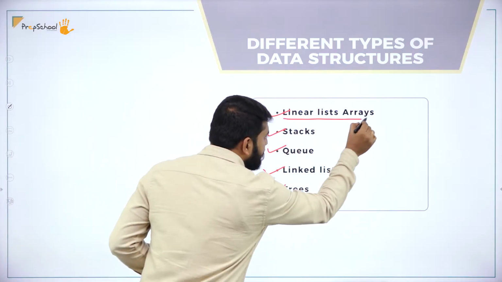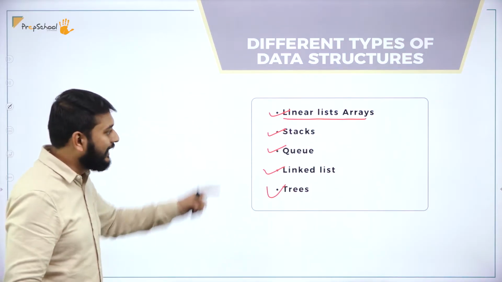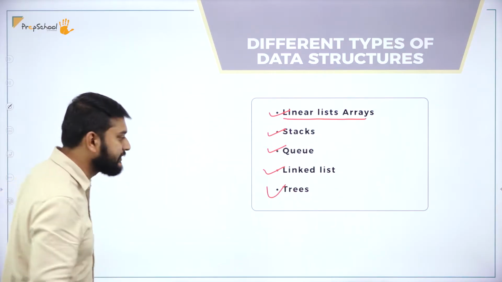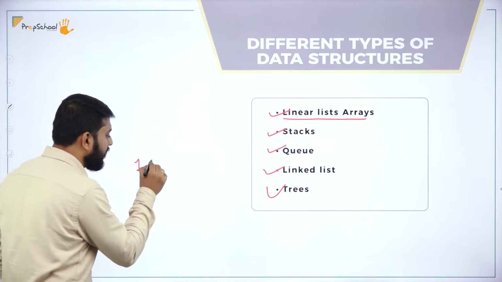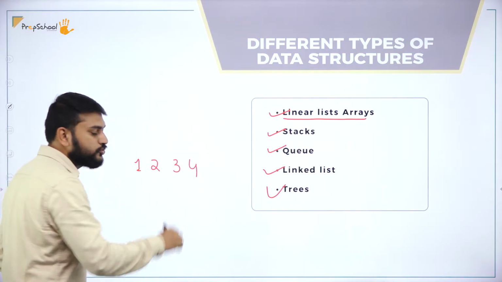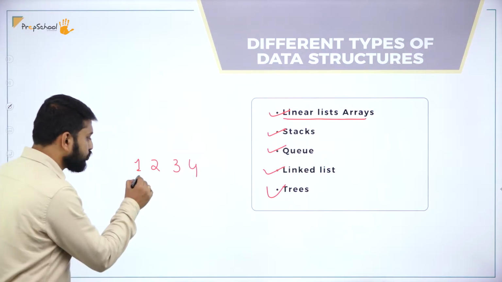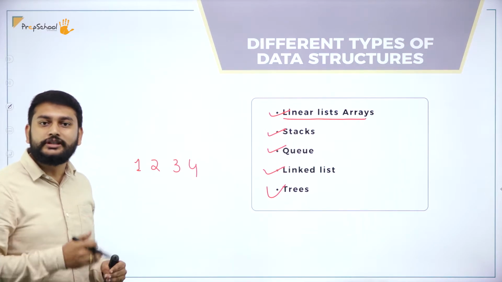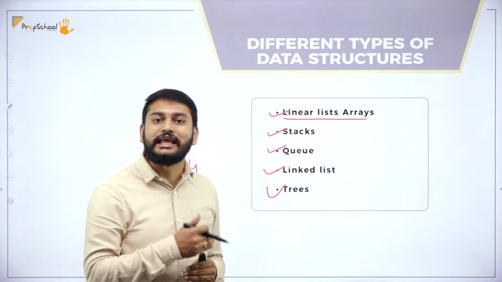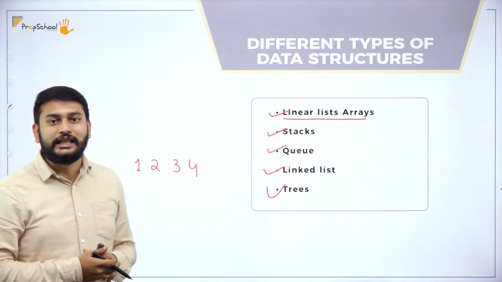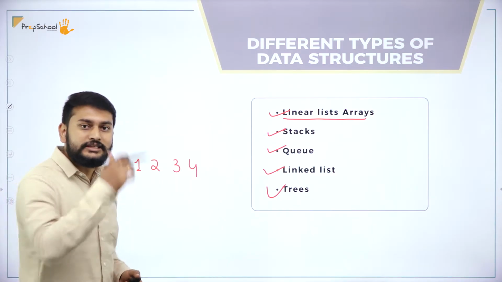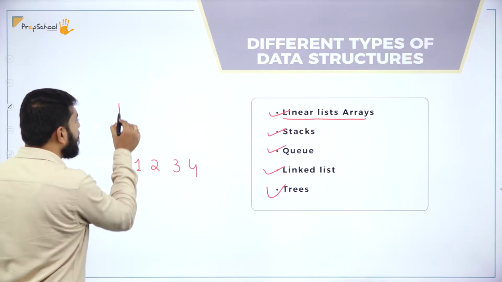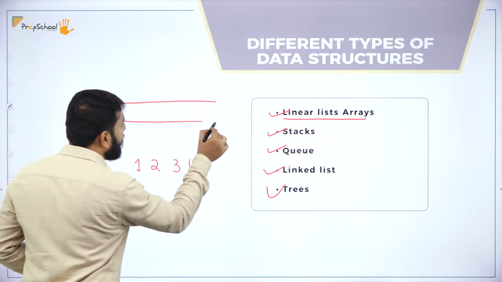In the name itself, you will be able to make out what linear means: one by one. Sequentially, if you are able to store the data one by one, that is what we call linear. Please understand, in this data structure we are using a data type called array.